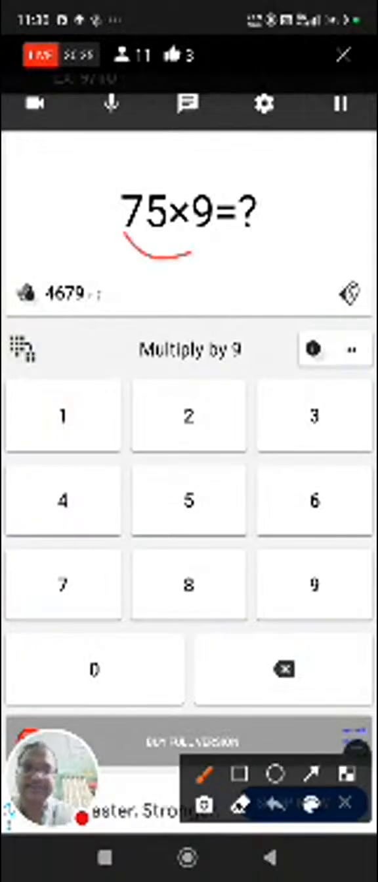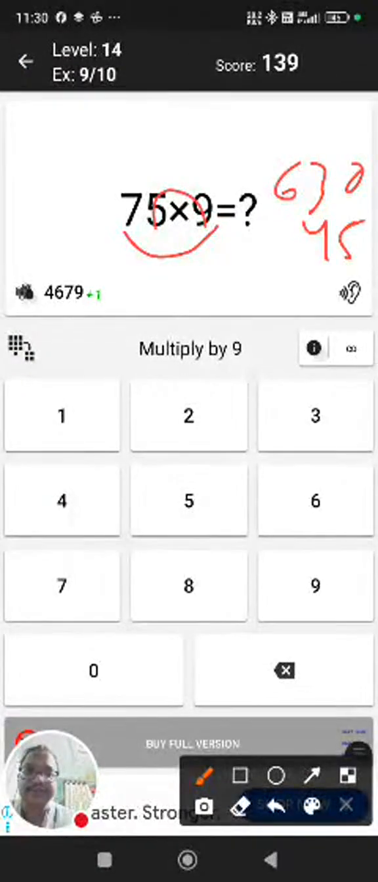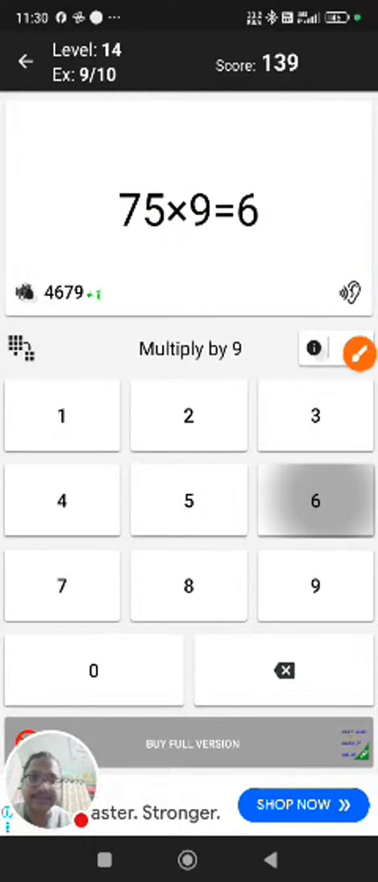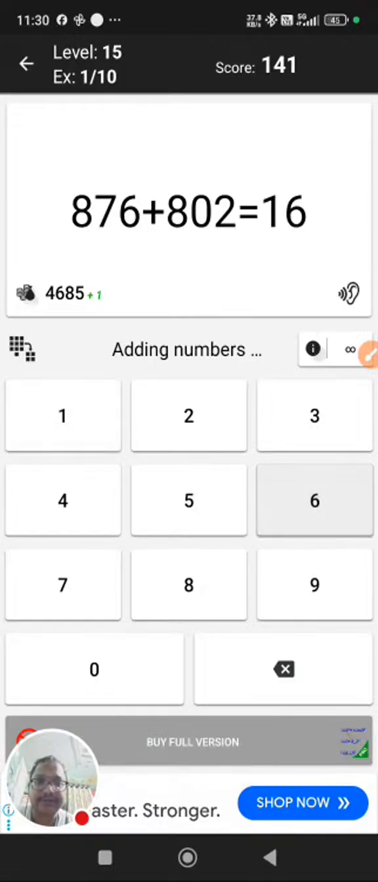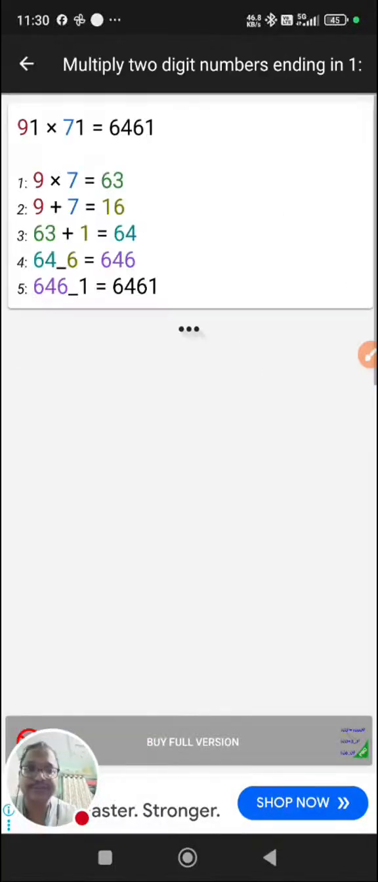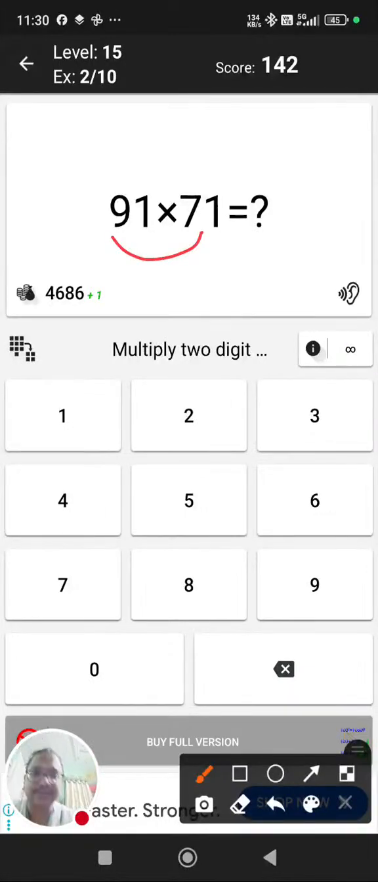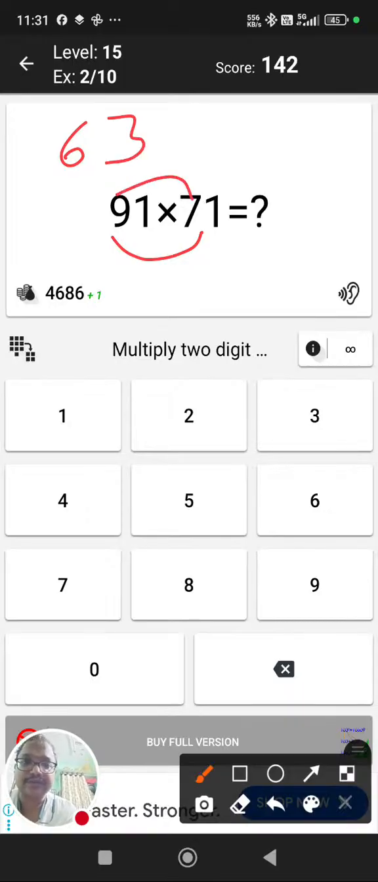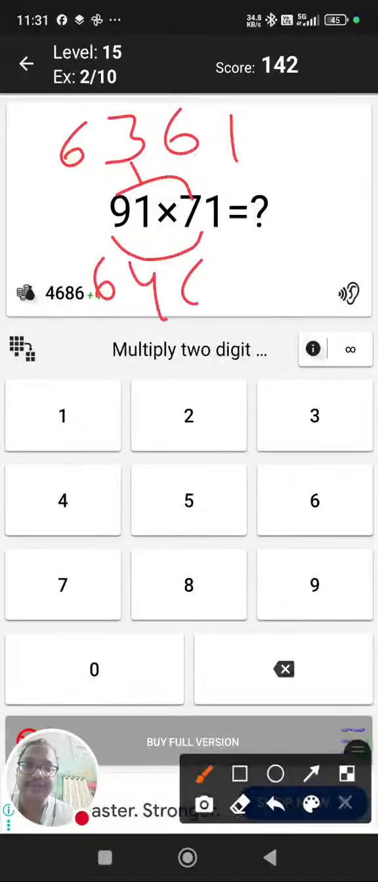Here we see 7 9 times, which will be 63. 630 plus 7 9 5 times 45. So we get 675. This will be 19. 1678. Here we see, wait a second. Here we see 7 times 63. Sum of these two, which will be 16. So 1 to this one, 6 here, and unit digit is 1. So we get 6461 is our answer.